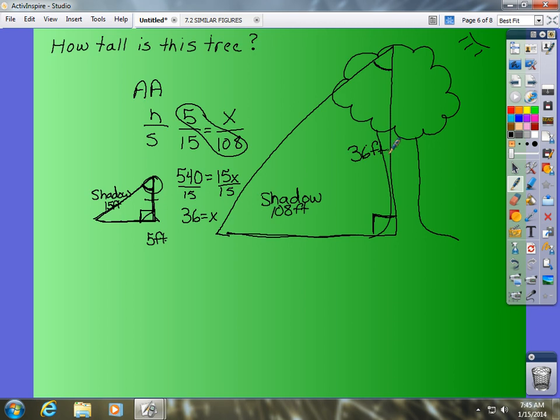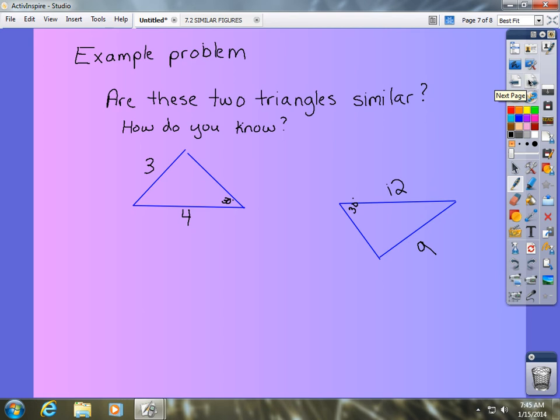Now, here's your example problem. Are these triangles similar? How do you know? Are they? If they're not, how do you know that they're not? If they are, how do you know that they are?